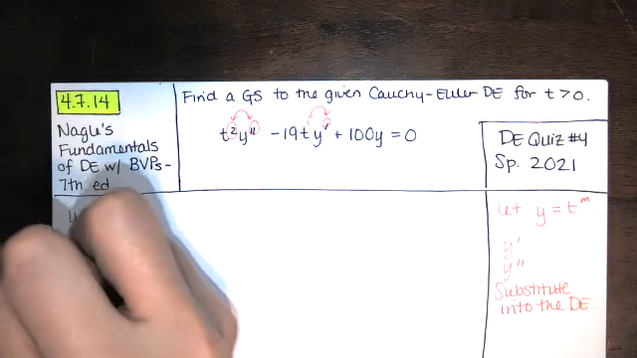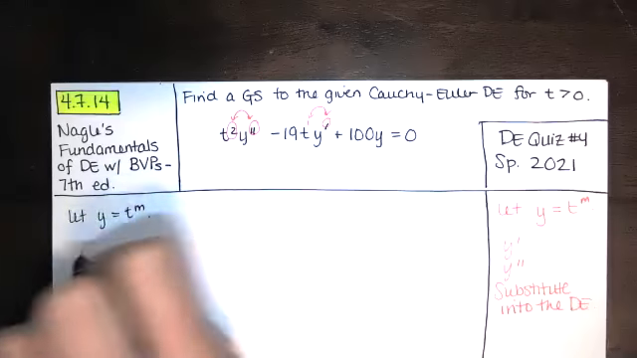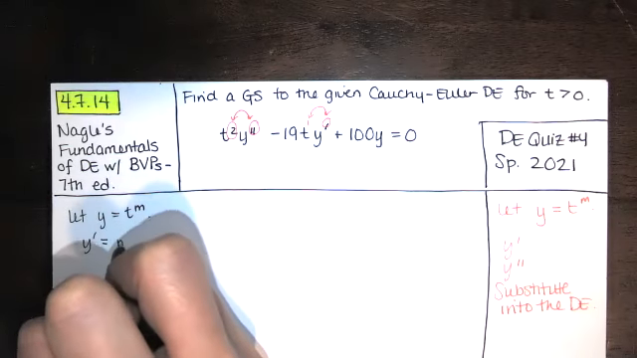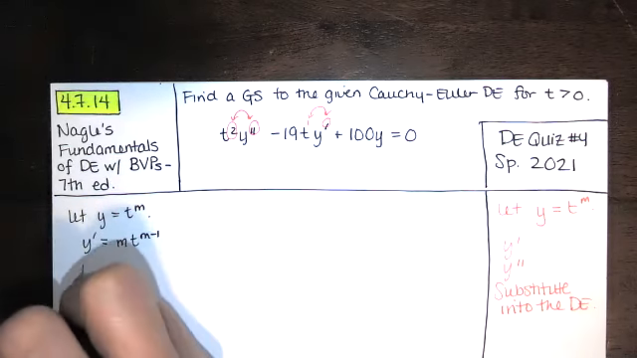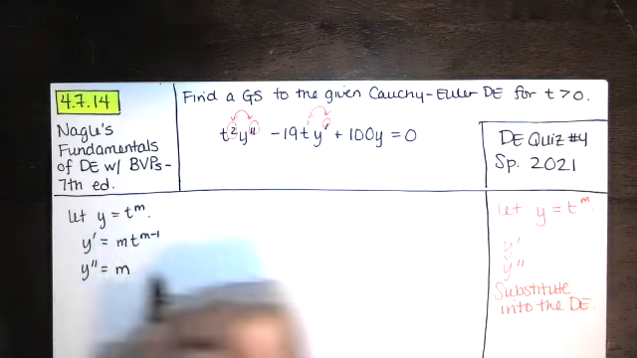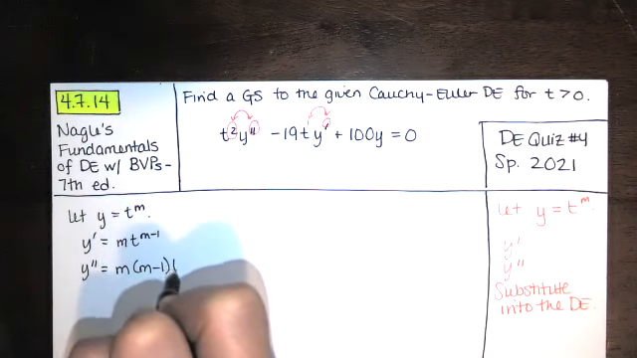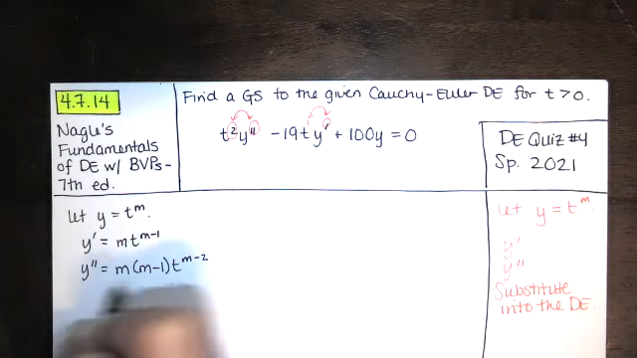So we'll let y equal t to the m. y prime by the power rule is m times t to the m minus 1. y double prime, you bring your constant down, bring your power down, multiply by t to the 1 less power. If you want, you can distribute the m here.